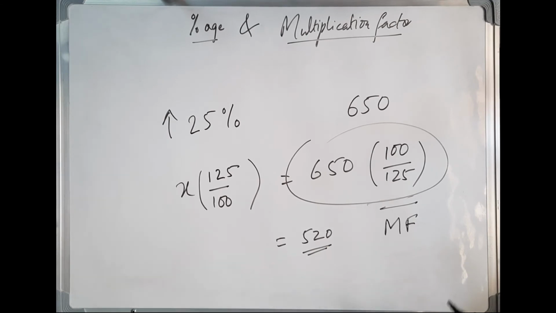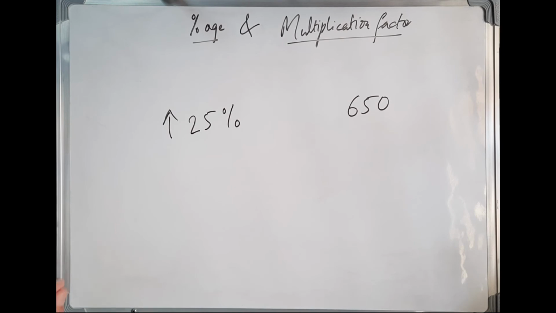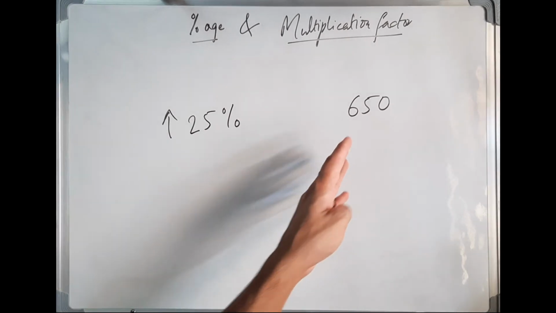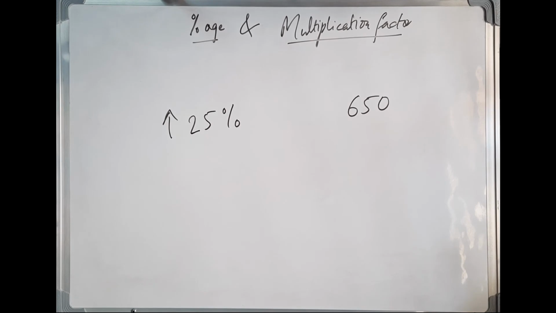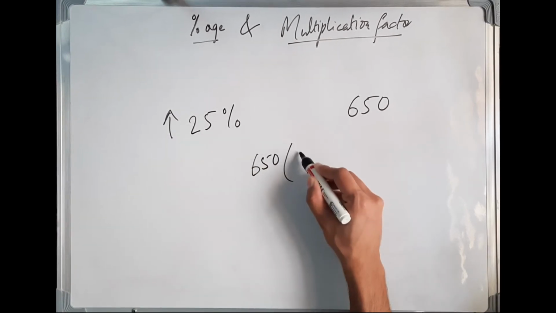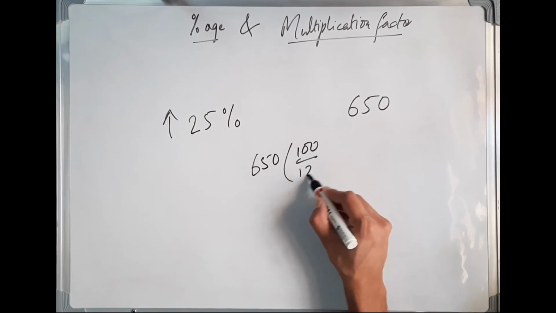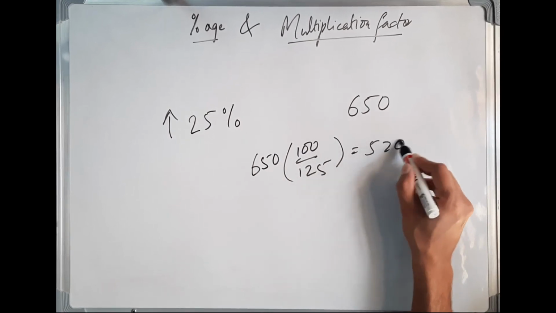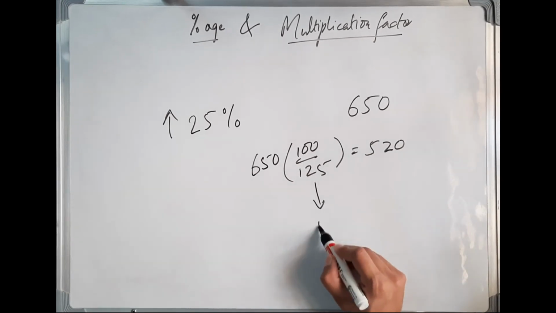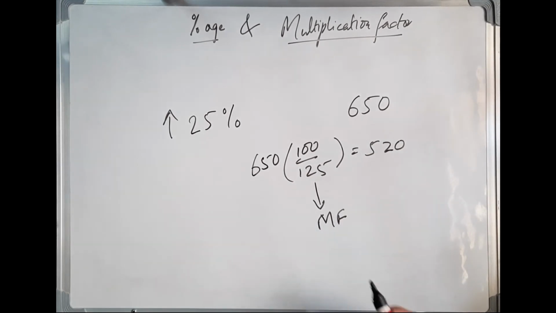So in this case, the multiplication factor is this. So the question was 25% was increased in a number and 650 was obtained. So what is the original number? So the multiplication factor in this question would be a reversed form of what we were using earlier. So 650 would be multiplied by 100 by 125 and we get 520 in one step. So this multiplication factor has to be calculated in your mind. I'll take one more example.